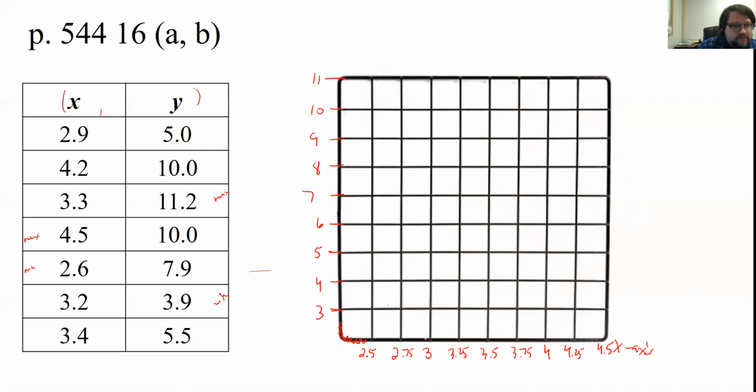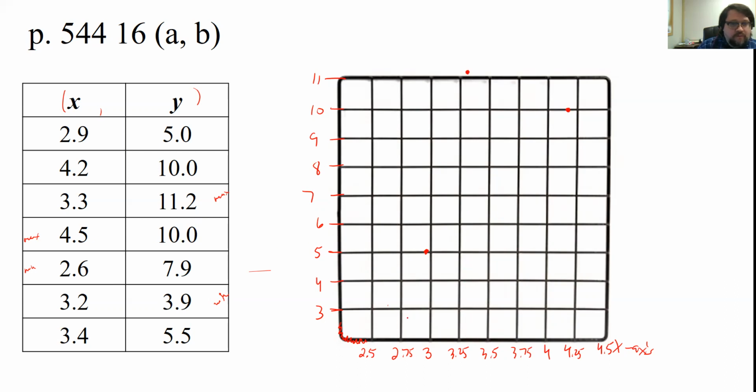2.9 is just a little short of 3 and 5. So we're going to put a dot there. 4.2, so I don't know, somewhere around there. 4.2 and 10, 4.2 and 10. So somewhere around there. 3.3, a little bit bigger than 0.25. And 11.2. So that's the one that's off the chart here.